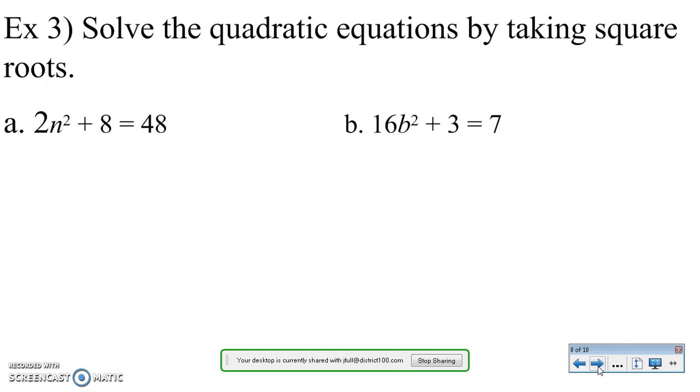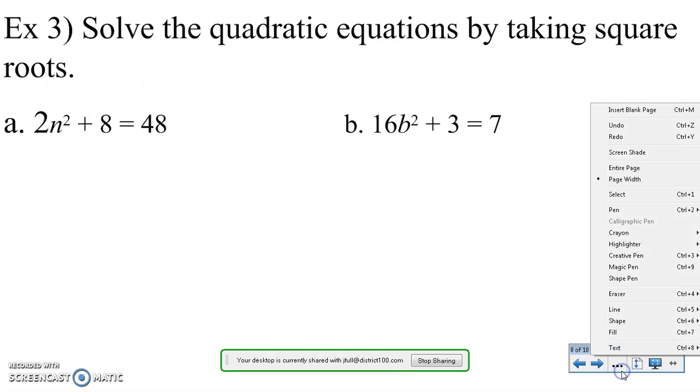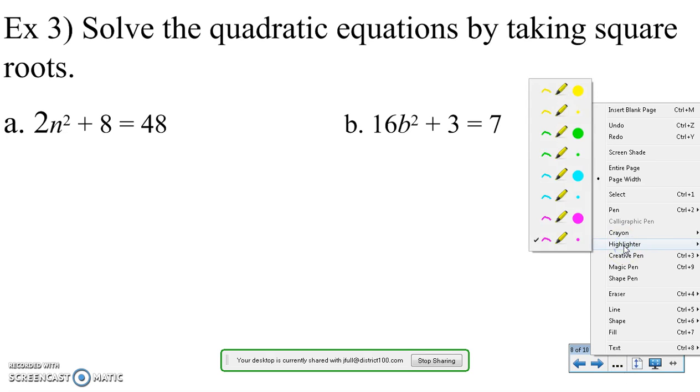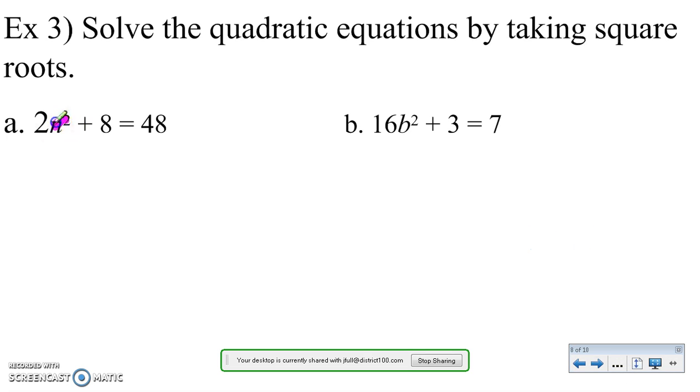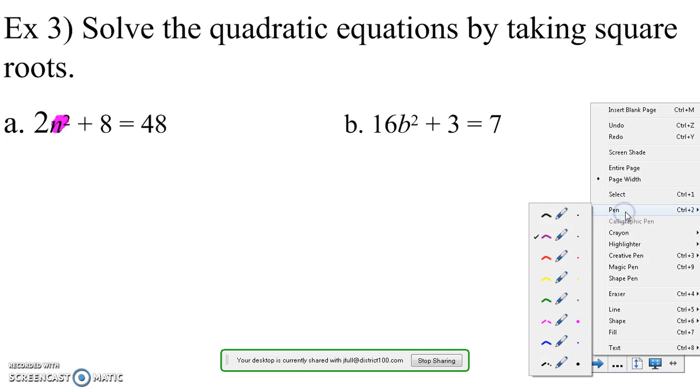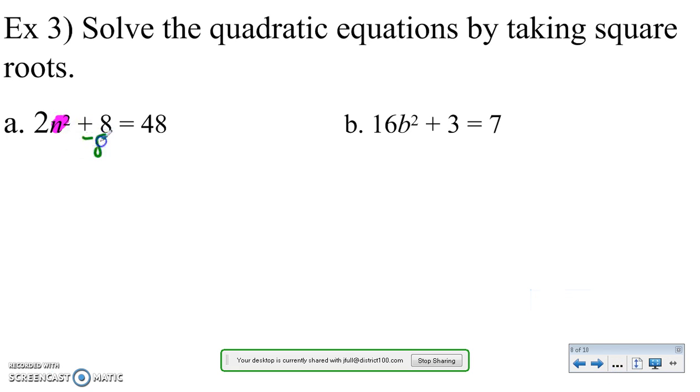Okay, couple more problems here. Still need to make sure the part that's being squared is by itself. So this time, we're going to have a couple steps. We need to get this n squared alone. So we are going to start by subtracting 8 from both sides. So I get 2n squared equals 40.